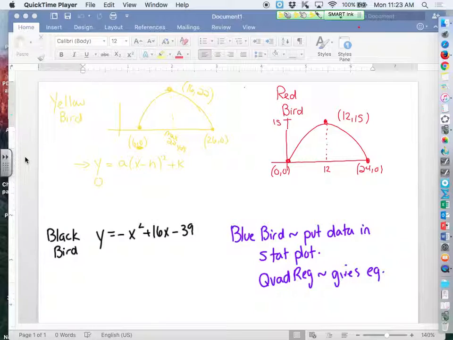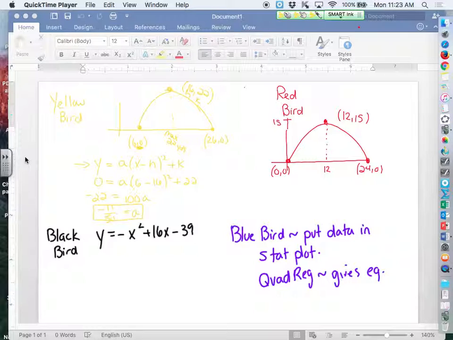So my y coordinate is 0. I don't know my value for A. The x value for that is 6. H and k, remember those are the coordinates for the vertex. So h is 16 and k is 22. And then you can solve for A by moving that 22 to the other side. 6 minus 16 would be negative 10 squared would be 100. And then negative 22 over 100, we can reduce that and make that negative 11 over 50.